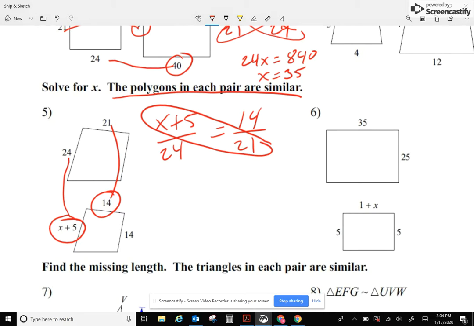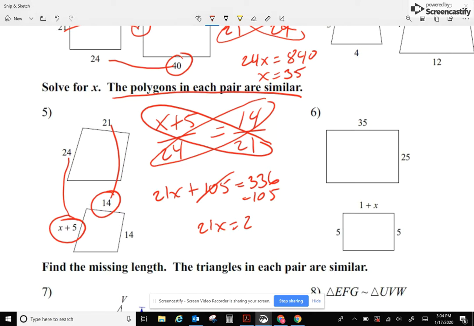multiply to the x and to the 5. So 21 times x, 21 times 5. Now the other side, 24 times 14, that gives me 336. Let me subtract 5 on each side. So I have that 21x is equal to 231. Let me divide each side by 21. X equals 11.